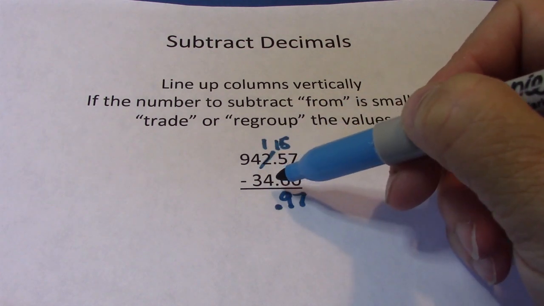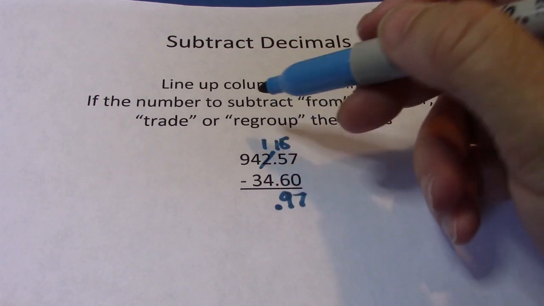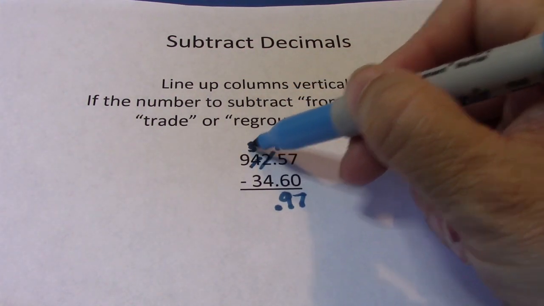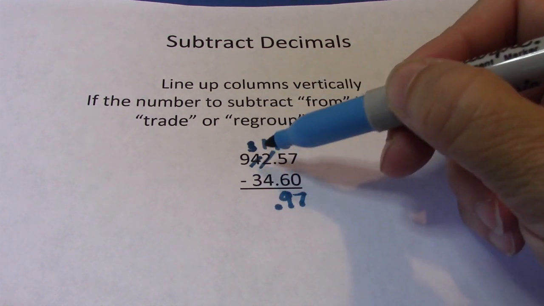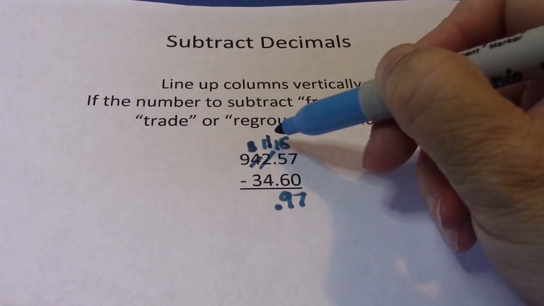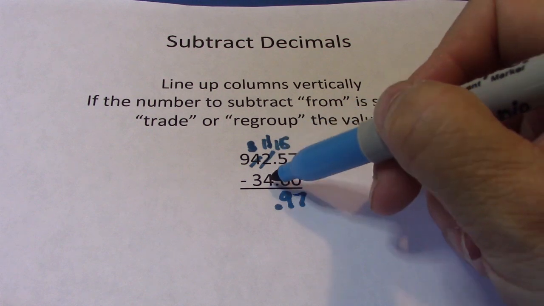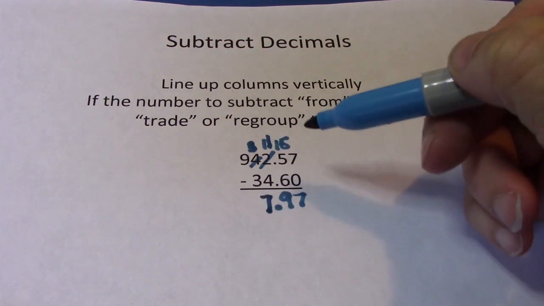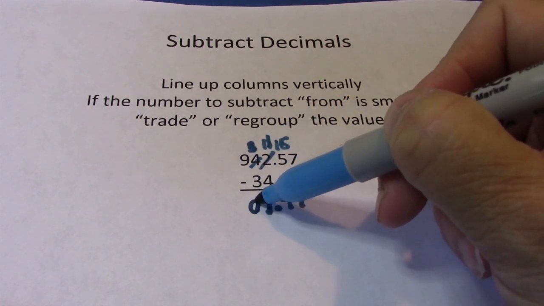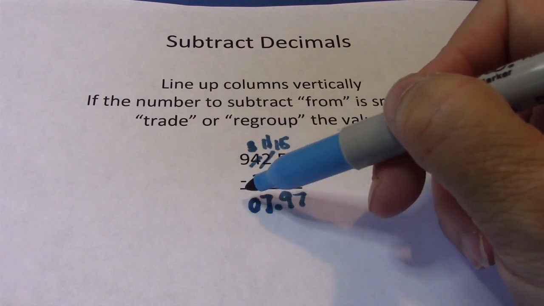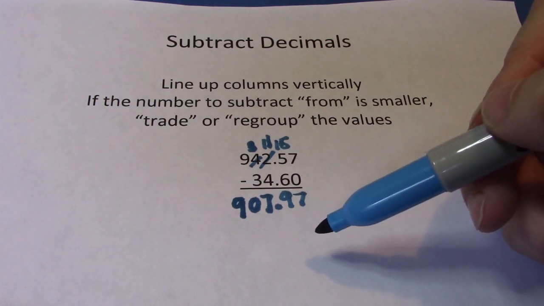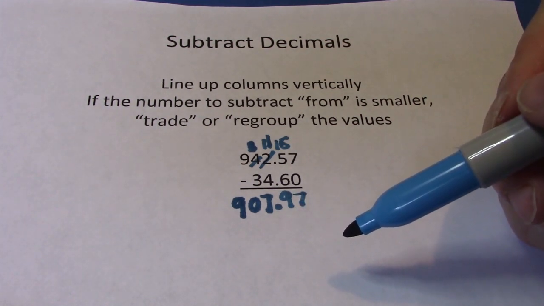1 minus 4, I can't do it quite yet because 4 is bigger than 1, but I've got more over here, so I can take away one of these 4s, that would leave me with 3. That one that I took away from there is worth 10 of these, so now I have 10 plus 1, I really have 11 here. 11 minus 4 is 7. Now the 3 minus 3 is 0, and 9 doesn't have anything taken away from it, 9. So the answer is 907 and 97 hundredths.